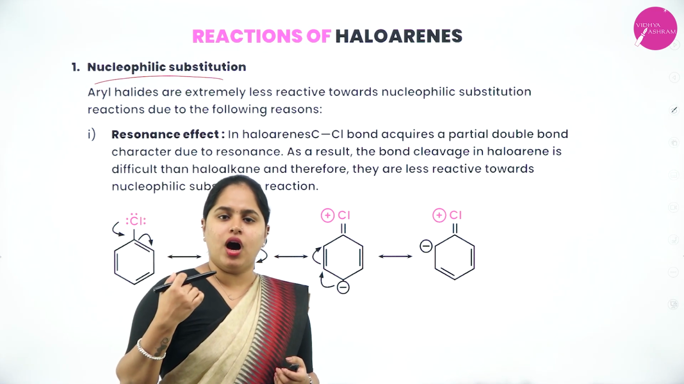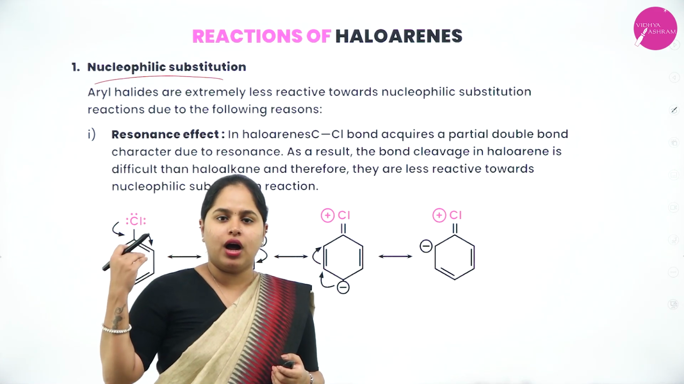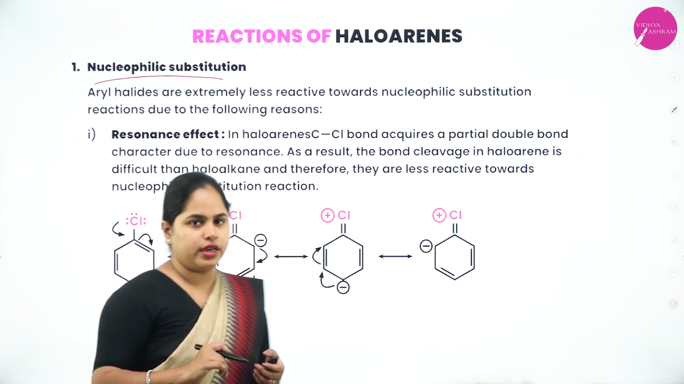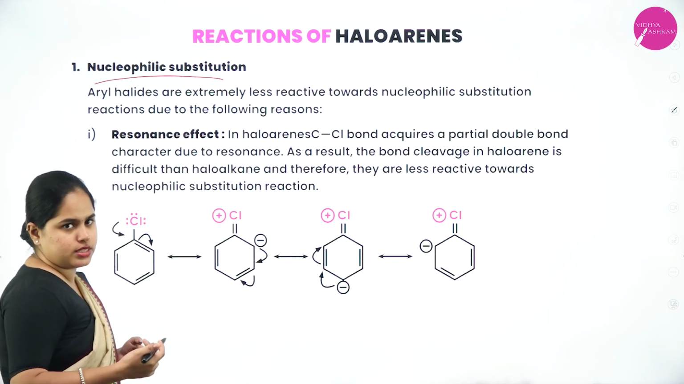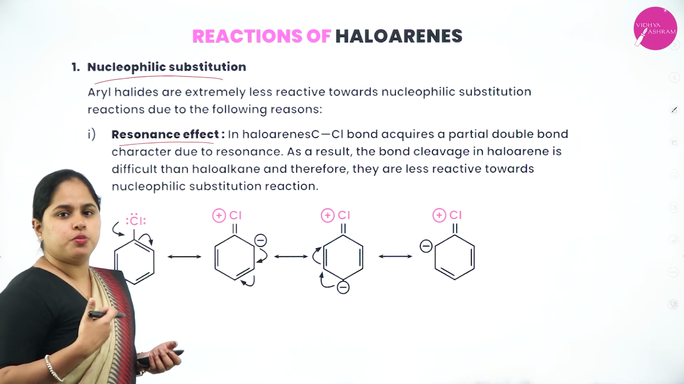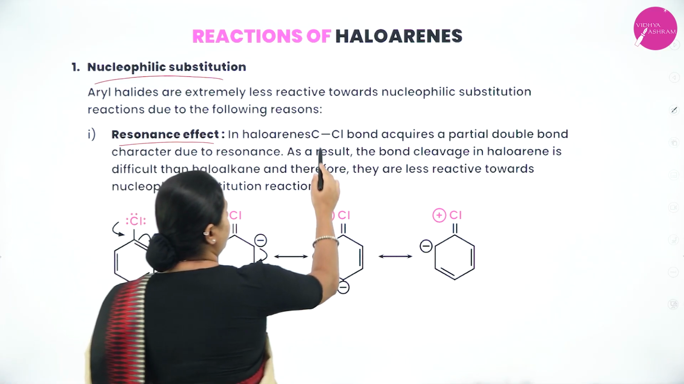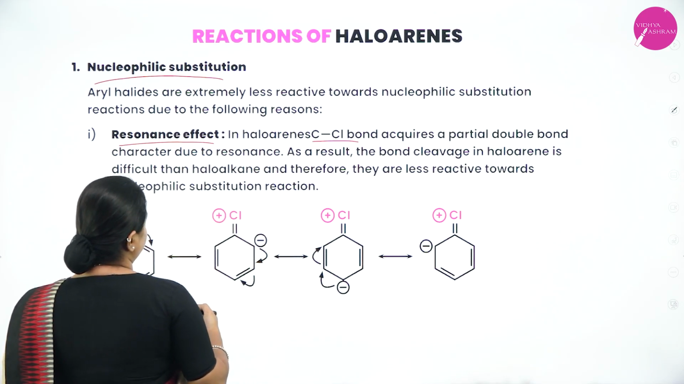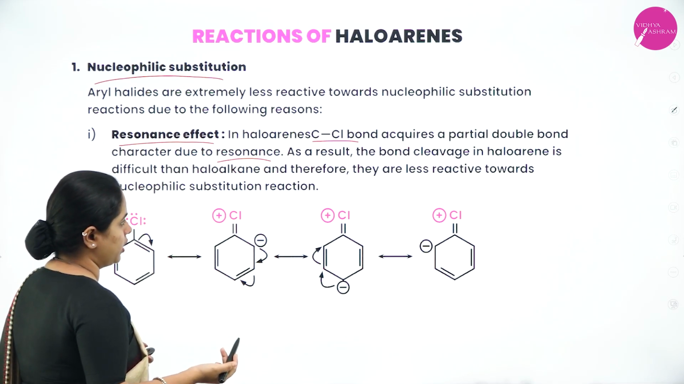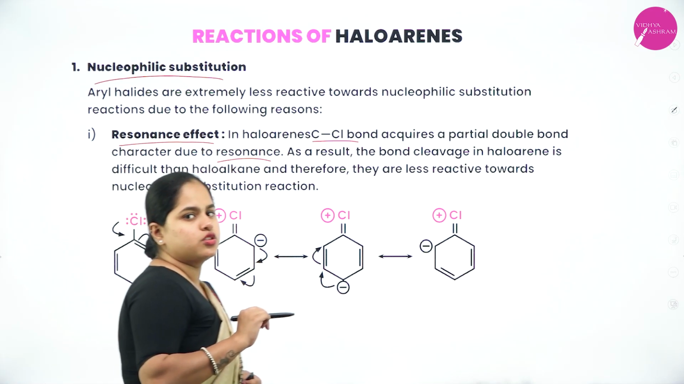But coming to haloarenes, they do not show much reaction for nucleophilic substitution reactions. Now why is that? There are a few reasons. The first one is resonance effect. Due to resonance, it won't show much preference for nucleophilic substitution reactions. In haloarenes, the carbon-chlorine bond acquires a partial double bond character due to the resonance. As a result, bond cleavage in haloarene is more difficult than in haloalkane, and therefore they are less reactive towards nucleophilic substitution reaction. So what does that mean?